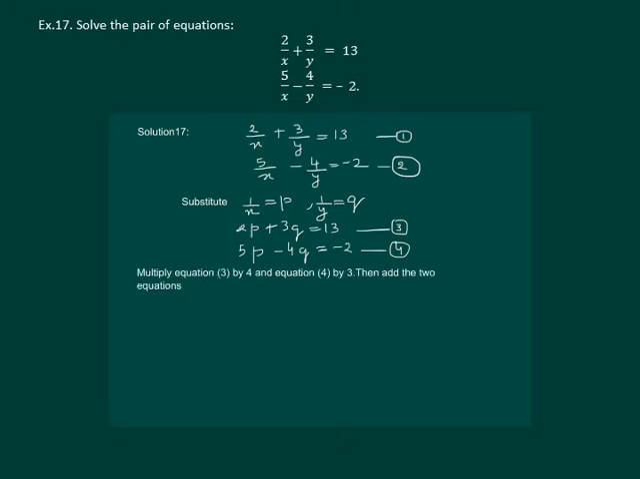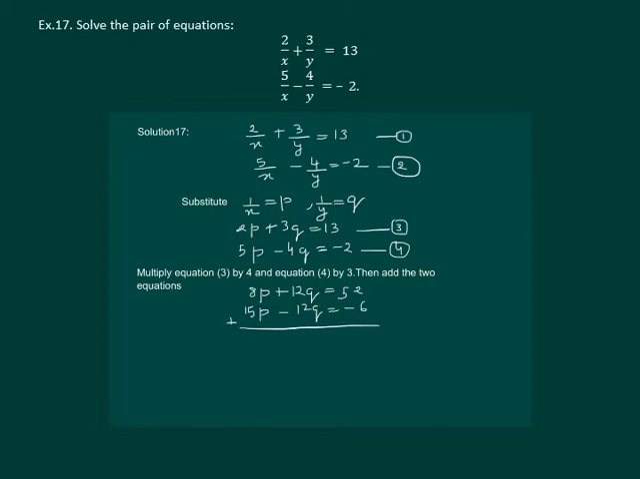If we decide to eliminate q, we multiply equation 3 by 4 and equation 4 by 3, and since they are already in different signs, we can just add the equations to eliminate q. So let us do it. Multiplying equation 3 by 4 gives us the following equation. Similarly, multiplying fourth equation by 3 gives us. Now let us add the equations.